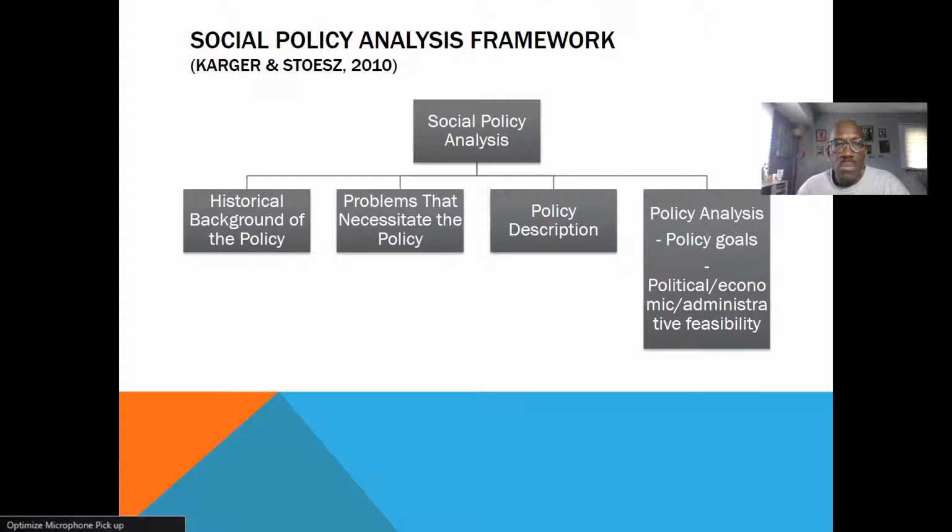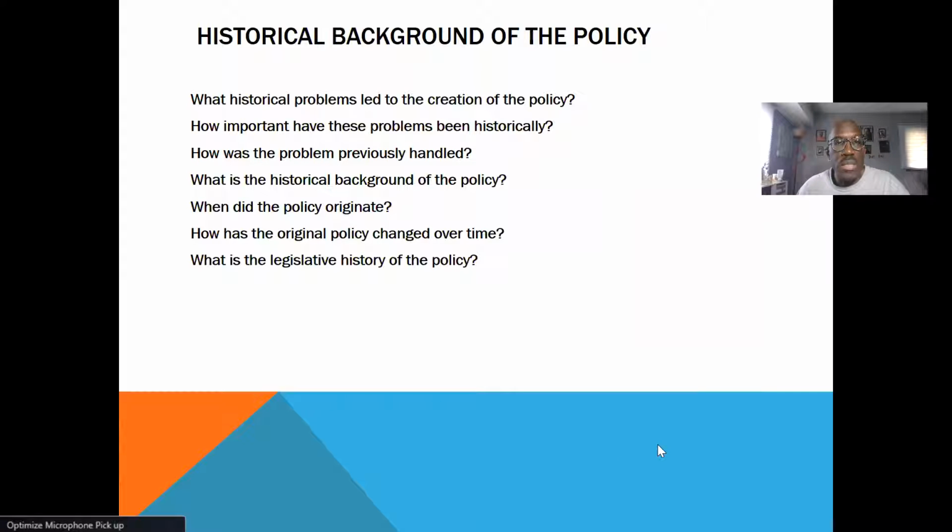You're going to need to look at and explain the historical background for the policy that you were presenting, the problems that necessitated that particular policy, a description of that policy, an analysis of the goals, the political, economic, and administrative feasibility as well. So you're going to be doing all those things. What does that look like? It looks like this. So when you're answering questions as it relates to the historical background, these are things that you will want to consider in terms of what you'll need to answer.